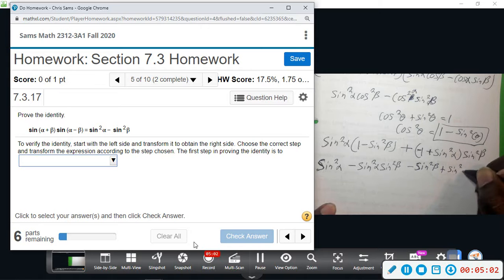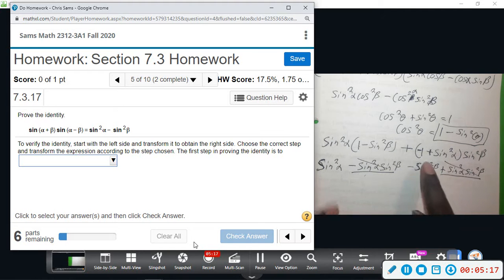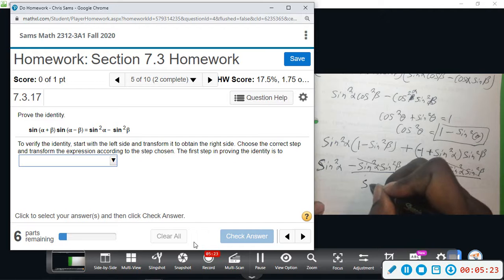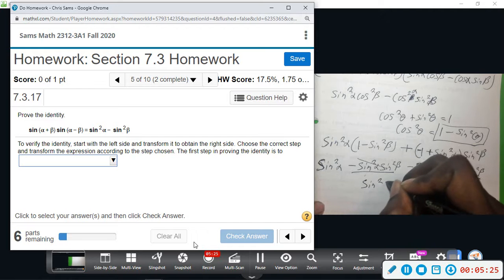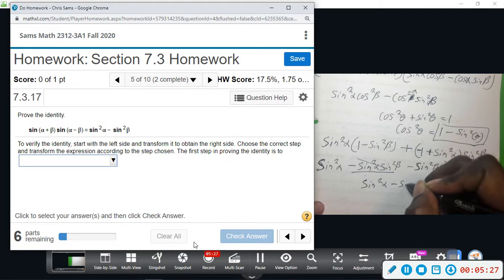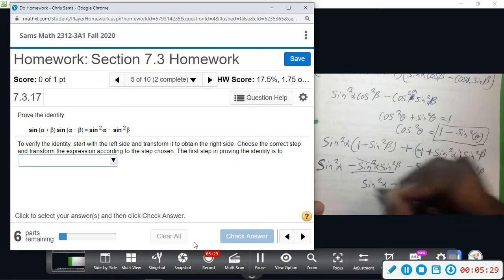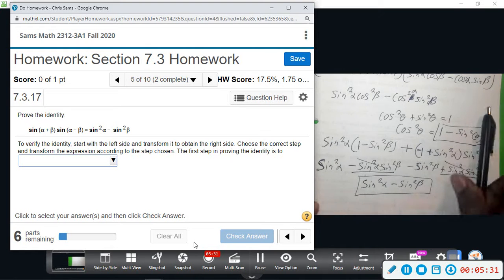plus sine squared alpha sine squared beta. Alright, now if you notice, positive sine squared alpha sine squared beta and negative sine squared alpha sine squared beta will cancel each other out, and we're left with sine squared alpha minus sine squared beta, which is what we're looking for. So there's our proof there.